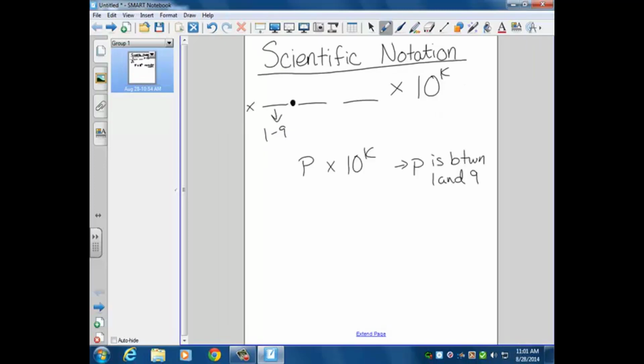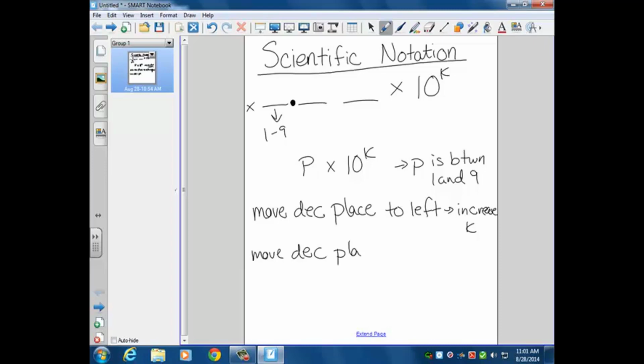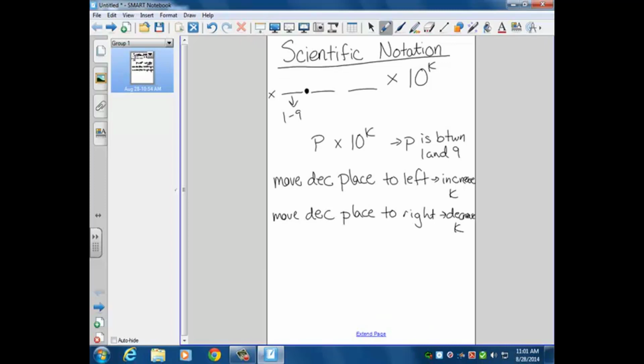Now, I'm going to tell you one way of looking at this. One way I like to look at this is if you move the decimal place to the left, then that means you're going to increase k. K is going to go up. And if you move your decimal place to the right, then that means we are going to decrease k. Okay, so that's one way of looking at this, and I'll point that out as we do some examples.